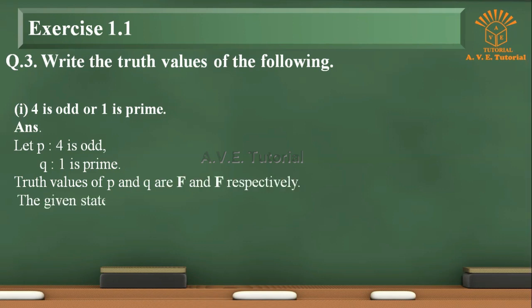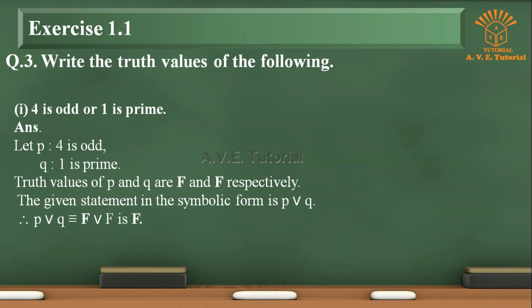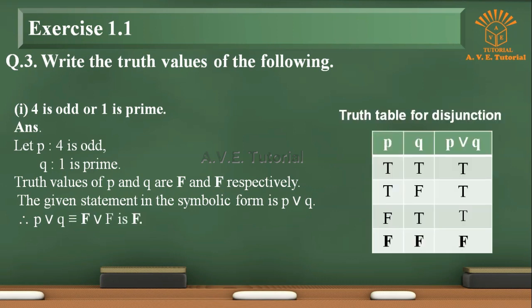The given statement in the symbolic form is P disjunction Q. Therefore, P disjunction Q is equivalent to false, that is F disjunction F is F, as per truth table. Therefore, truth value of given statement is false F.